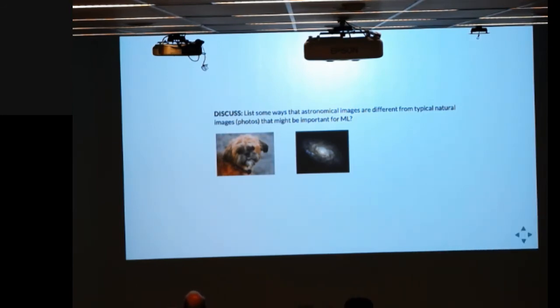Okay, so give me some ideas. How is a dog different from a galaxy? Dynamic range. Good. Which has the larger dynamic range?